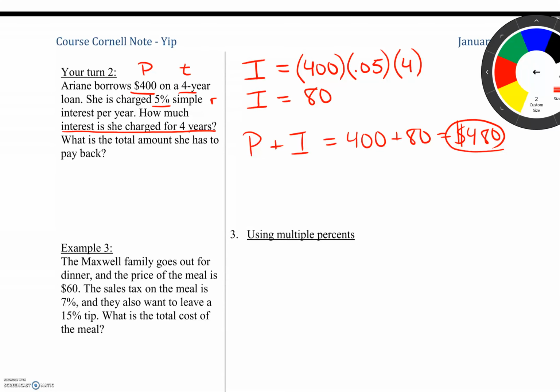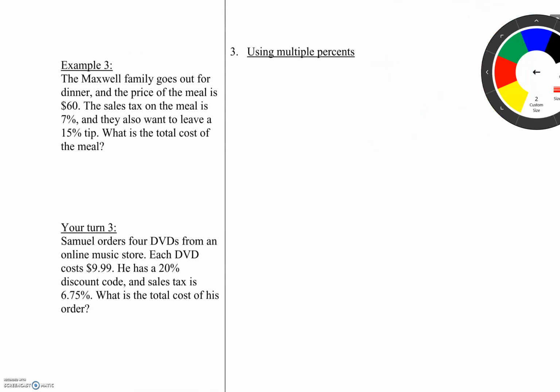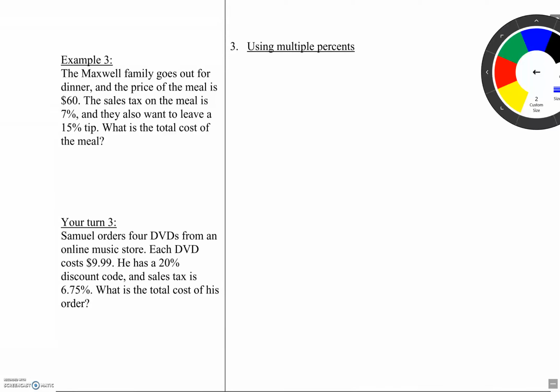Now let's look at what happens when we use multiple percents in a problem. The Maxwell family goes out for dinner, and the price of the meal is $60. The sales tax on the meal is 7%, and they also want to leave a 15% tip. What is the total cost of the meal? So not only do we have what we start with, we are marking up with a 7% sales tax and a 15% tip. We're going to do this in steps. We're not going to do this all in one step.